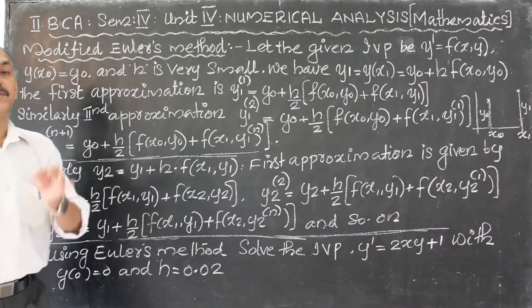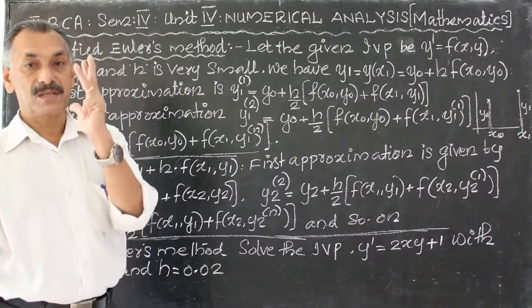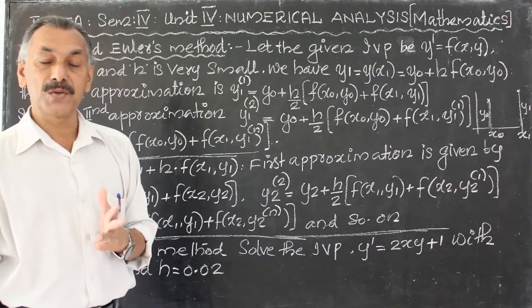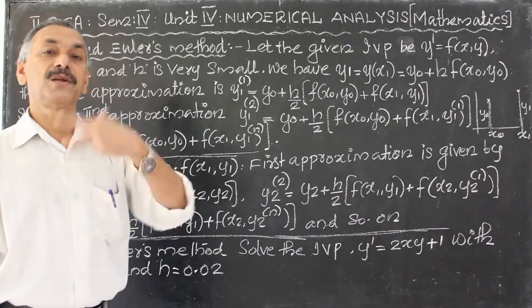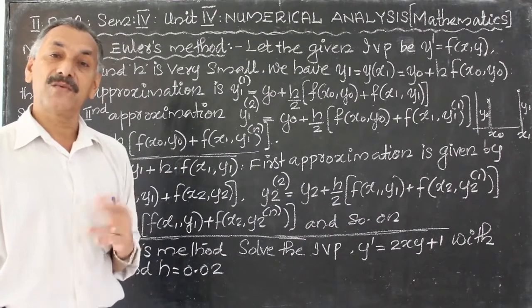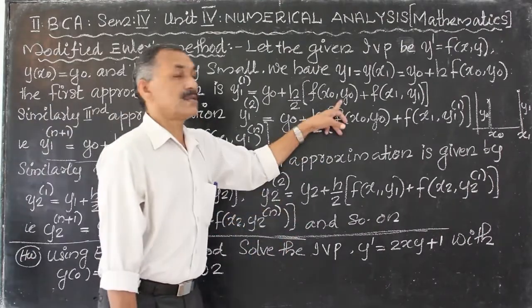That means using Euler's method, we find y1. The value of the solution at the point x1 is y1, and we can apply it like y1 1, y1 2, y1 3. That is the point x0, y0.